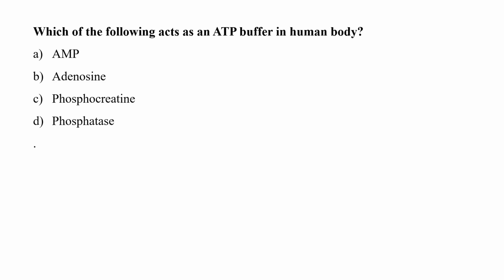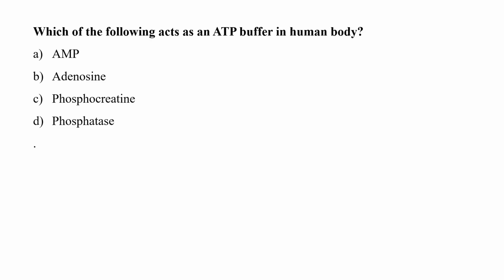Which of the following acts as an ATP buffer in the human body? AMP, adenosine, phosphocreatine or phosphatase. Creatine phosphate serves as an energy buffer which helps in maintaining a constant concentration of ATP in muscles during sudden need. It helps in those conditions when cellular ATP is suddenly exhausted due to the requirement and the hormonally induced catabolic pathway is yet to start.